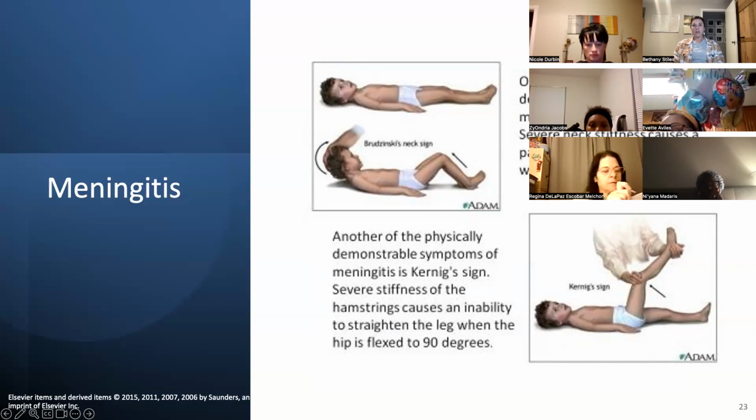Okay. Yep. So both of these are just indications of an irritated spinal cord. So things aren't firing correctly, which is why we're having these abnormal postures and movements.